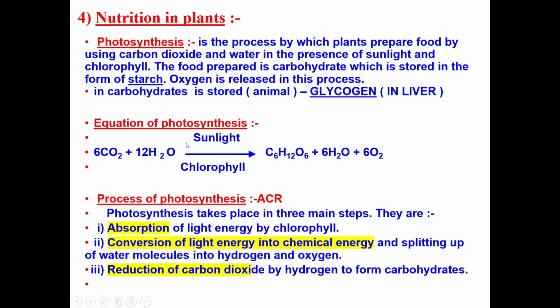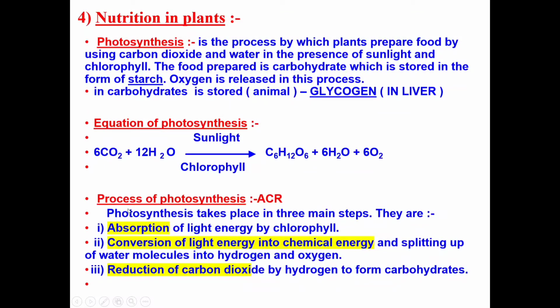Now let's see the equation of photosynthesis. 6 CO2 plus 12 H2O in the presence of sunlight and chlorophyll pigment. So chlorophyll pigment will absorb the sunlight to form glucose molecule, one glucose molecule C6H12O6, 6 molecule of water and 6 oxygen molecule are released.